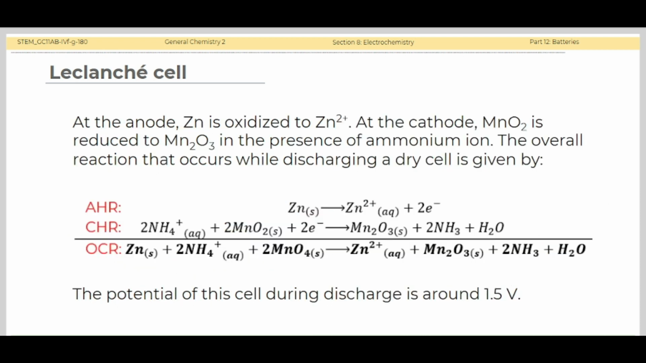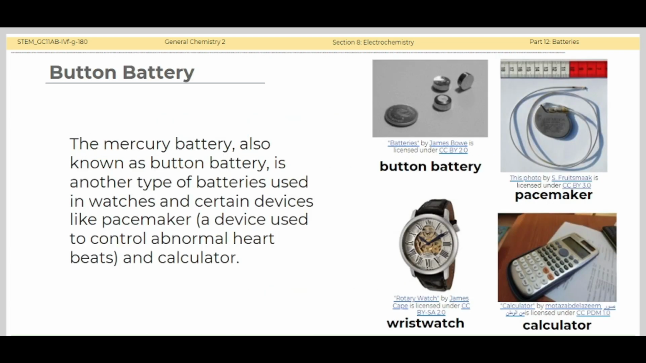At the anode, zinc is oxidized to zinc ion. At the cathode, manganese(IV) oxide is reduced to manganese(III) oxide in the presence of ammonium ion. The overall reaction that occurs while discharging a dry cell is given as follows. The potential of this cell during discharge, or when in use, is around 1.5 volts.